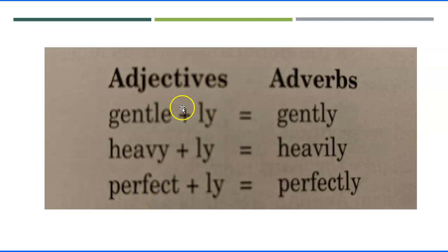But as soon as you add the ly to them, it becomes an adverb. He gently spoke. Well, how did he speak? Gently. He heavily trotted over the soil. How did he trot? Heavily. He perfectly finished his paper. How did he finish it?